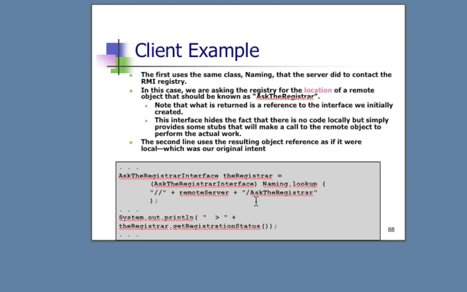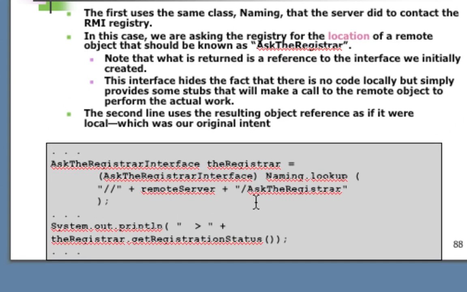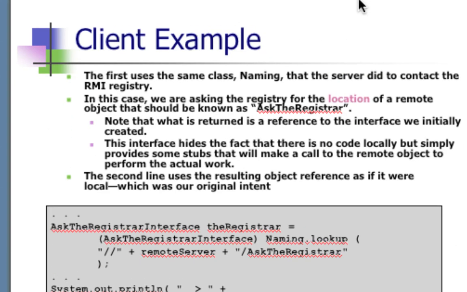So the first one we're going to do is first use the same Naming class that the server did to connect to the RMI registry. So in this particular case, we're asking the registry for the location of the remote object, and it should be known as AskTheRegister in our particular example. The return is the reference to the interface we initially created. So this interface hides the fact that there is no code locally, but simply provides a stub.